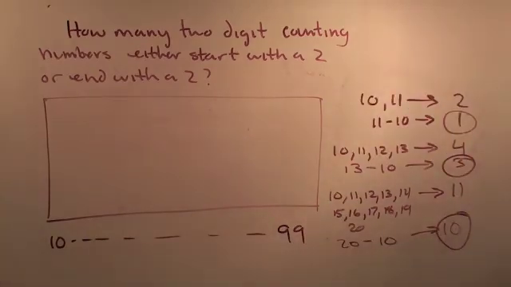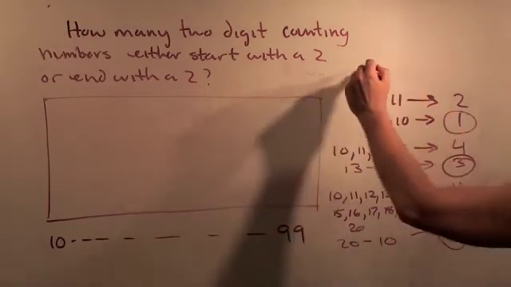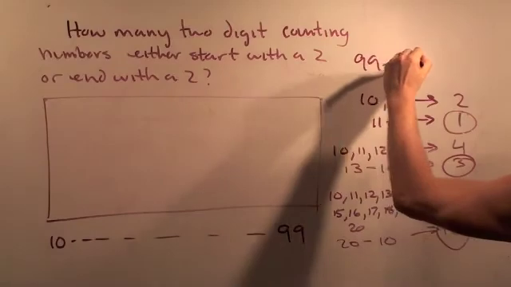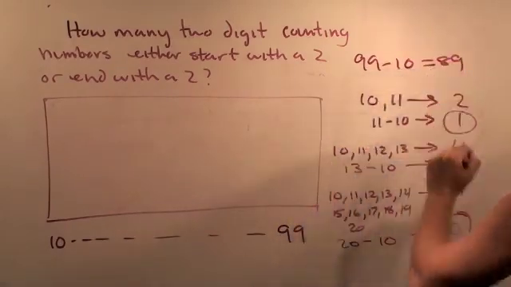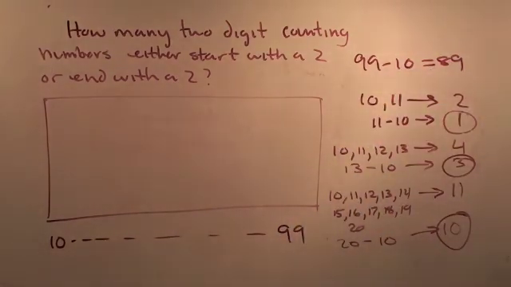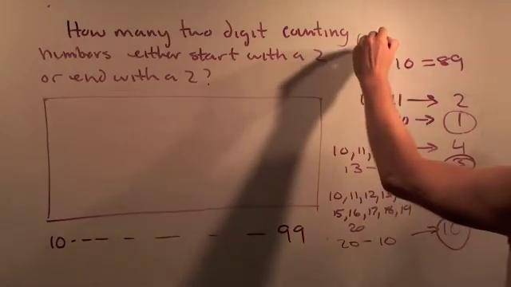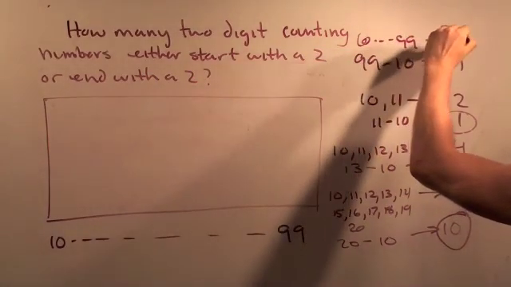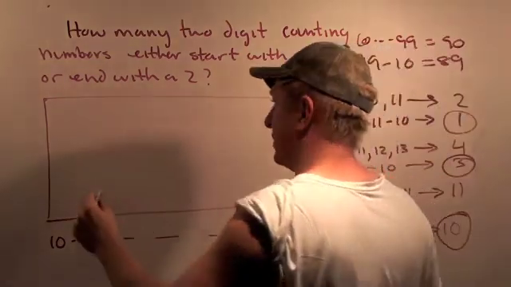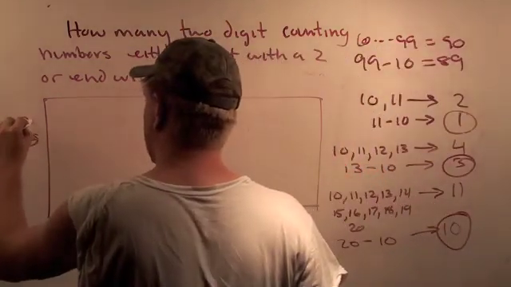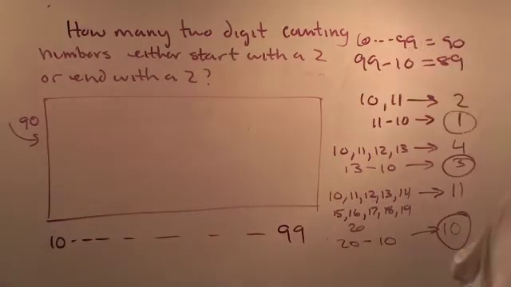Well, we can use the subtraction. Okay. 99 minus 10 is 89. So how many numbers are there? 90. How do you know? Because that's the subtraction. Right. So 10 up to 99 is 90. So there are 90 numbers in my box.